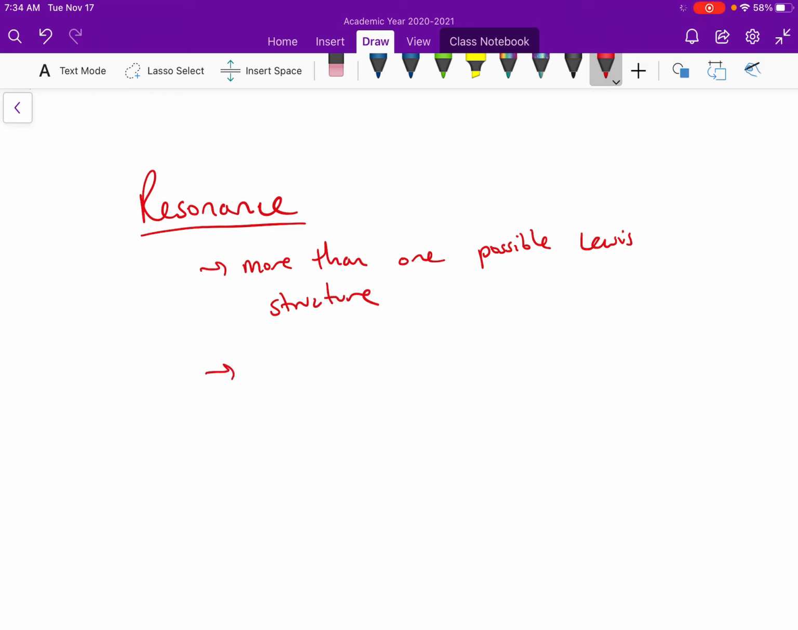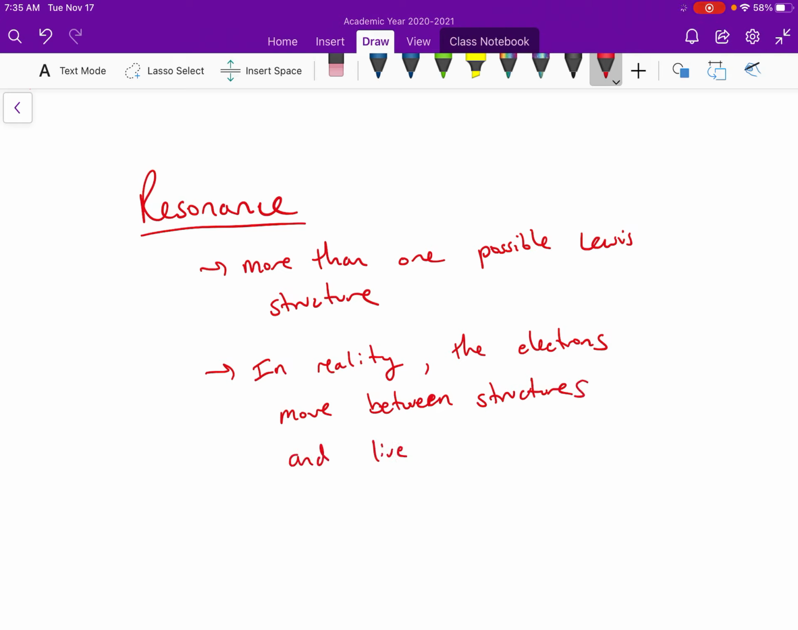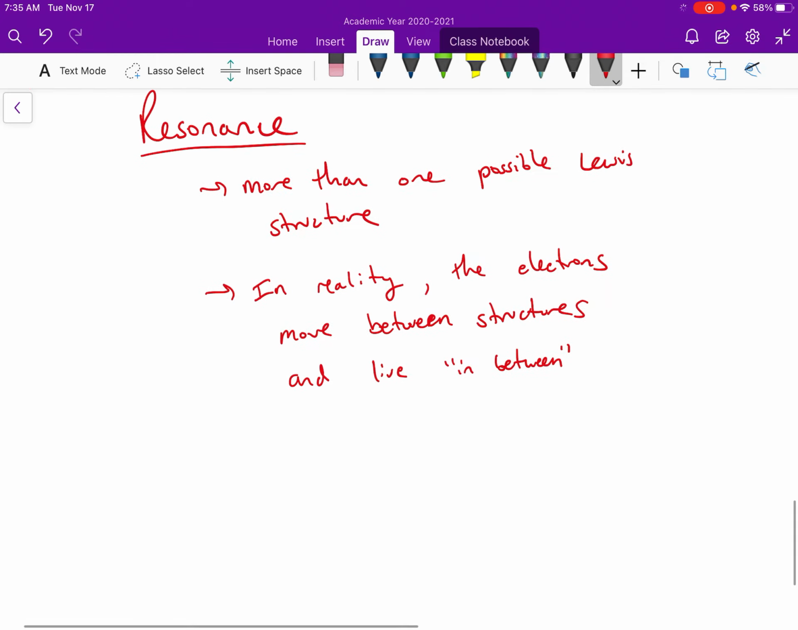Okay? And what ends up happening is, in reality, the electrons move between the structures, between the two options, or three options, okay? In reality, the electrons move between the structures and live kind of in between. I'll show you this here in a second.